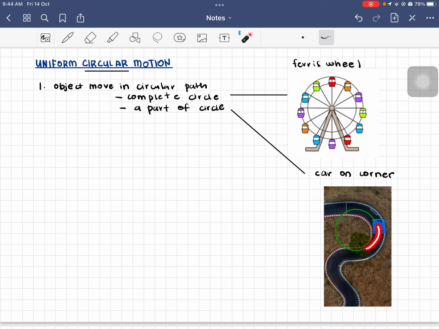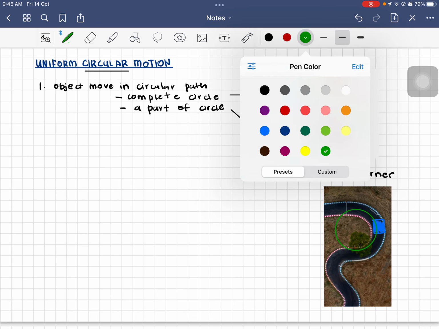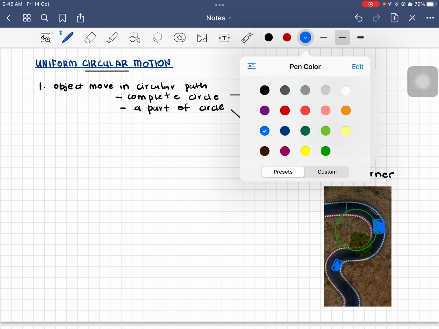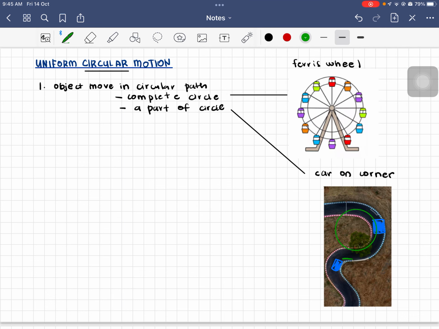So waktu dia berada dalam selekoh ni, dia sebenarnya berada dalam keadaan bulatan, bergerak dalam circular path. So if my car is here, my circle will be a little bit smaller, something like that. Okay, jadi kat sini awak kena tentukanlah dia punya radius, ni kan radius dia. Lepas tu nanti kita akan tengok this one by one. So syarat yang kedua adalah velocity mesti constant on the magnitude, which is dia ada constant speed lah.